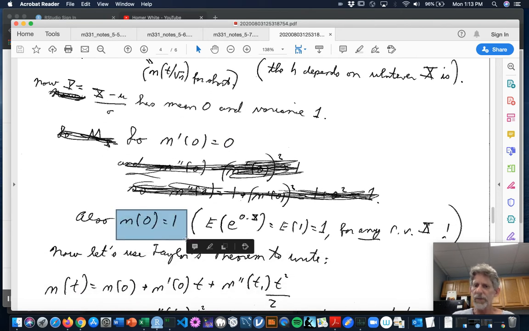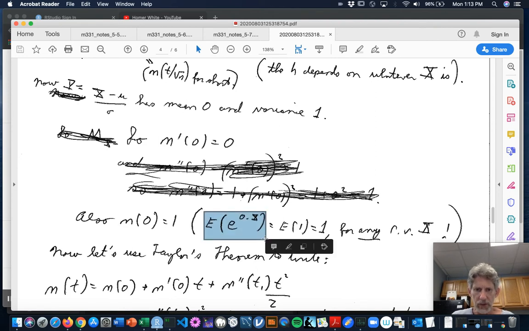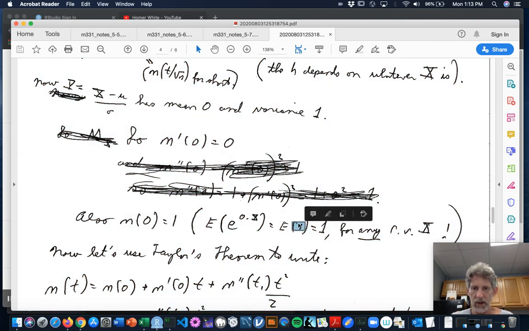Also, by the way, just think about the moment generating function at 0. What's that? You may have noticed this already. It would be the expected value of e to the 0 times your random variable. And I should have written a y in there, not an x. But whatever it is, e to the 0 times it is e to the 0, which is 1. And the expected value of a constant is that constant. So m at 0 is 1 for any random variable x. That's not a mistake; I'm claiming it for any random variable x, so that would include the y up here.